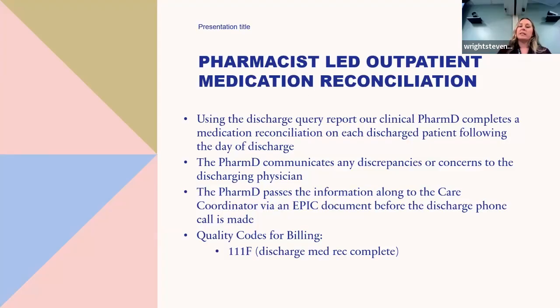So I now do a detailed discharge MedRec for each patient. I then document, or if I have any questions, I contact the discharging physician, have them clarify things, and send orders they may have forgotten to send. And then I pass the final medication list along via document in Epic to our care coordinator before she makes the discharge phone call, is the goal. So that way she has the exact information, and any questions that we may have about meds or discrepancies, she can go ahead and ask the patient for me so that I'm not having to do that phone call.